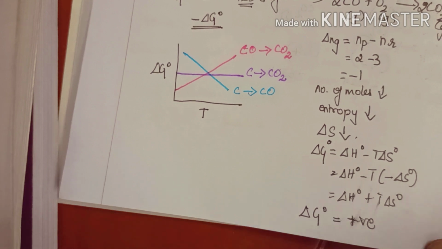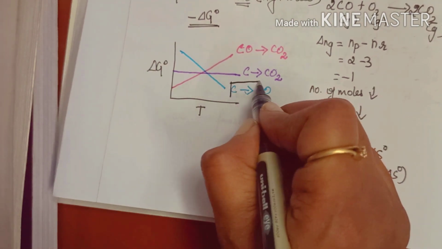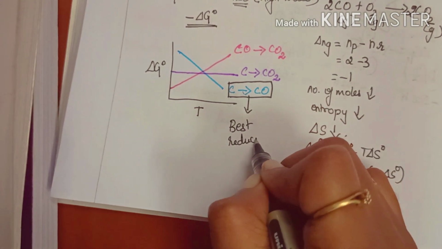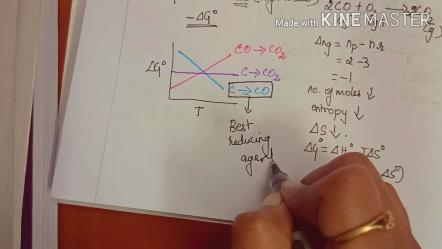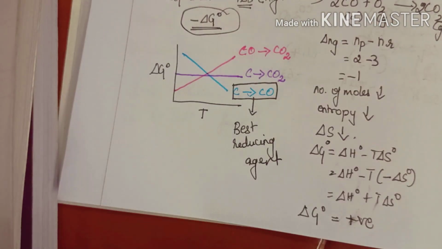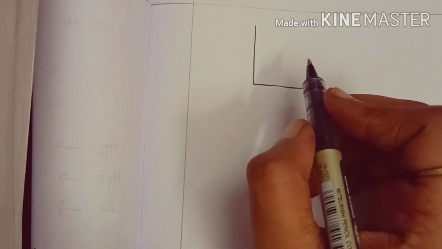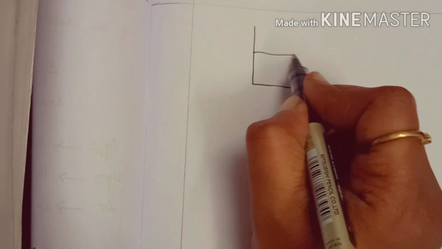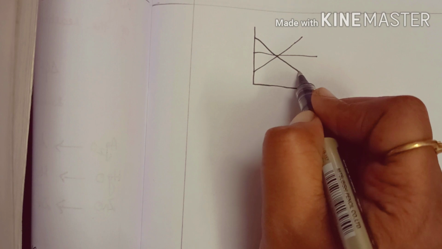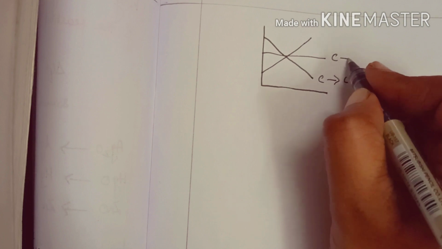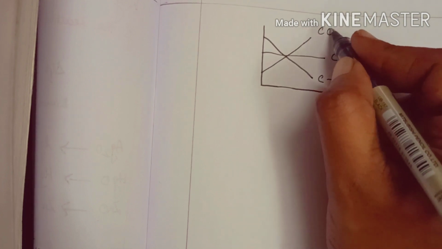So from this we can interpret that C to CO will be the best reducing agent because this has a negative delta G naught value. To understand this concept better, I'll go for one more example with the 3 reducing agents. There are 3 reducing agents. The line which comes down is for C to CO. This is for C to CO2 and this is for CO to CO2.